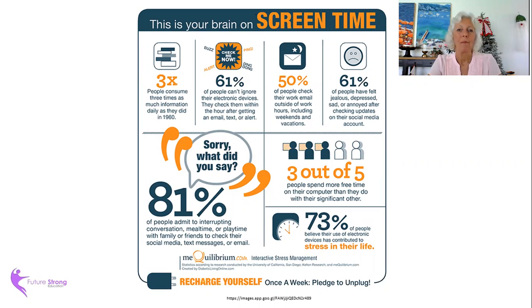61% of people can't ignore their electronic devices and they check them within the hour after getting an email, a text or alert. How many times have we had our phone or we've been out with somebody and it goes ding and they constantly look at their phone, or they might even stop mid-sentence with you and respond to the person that's texting.